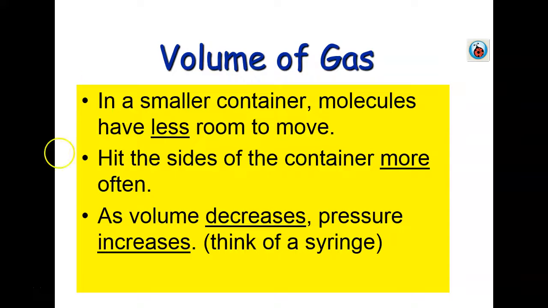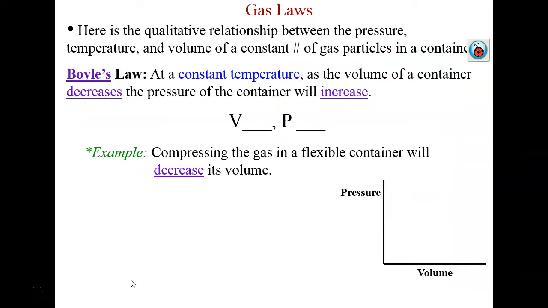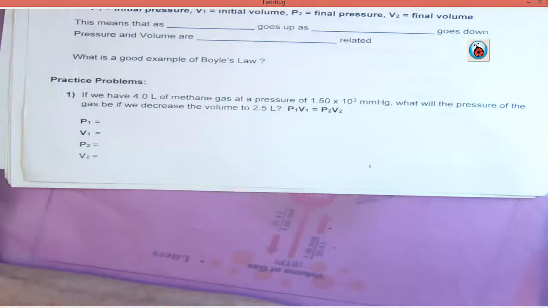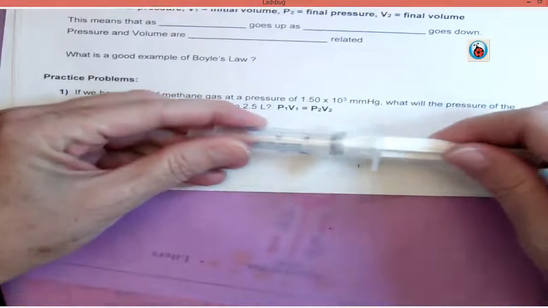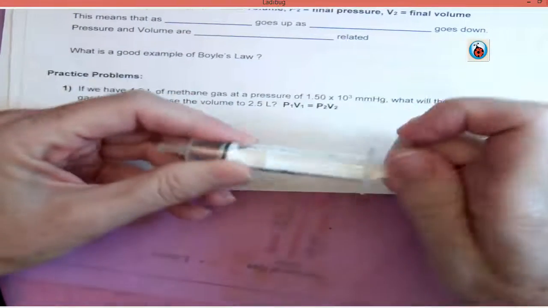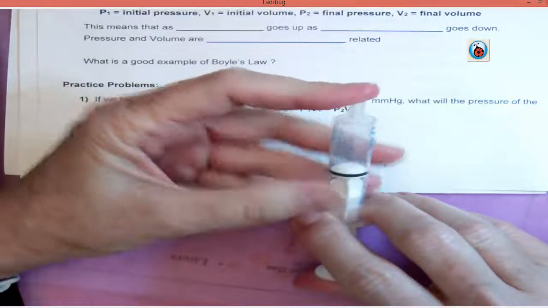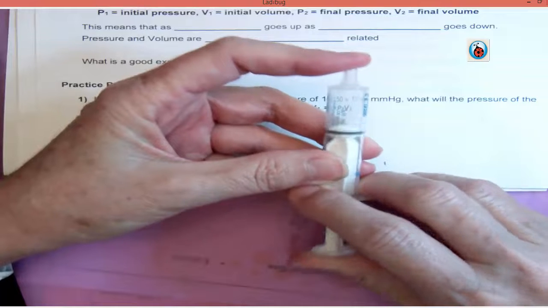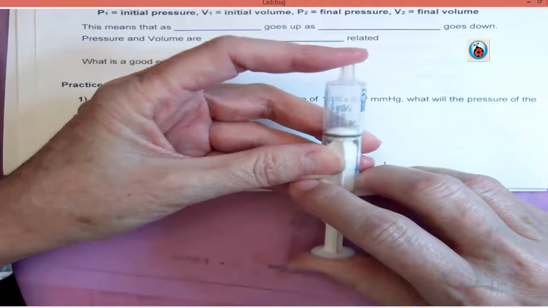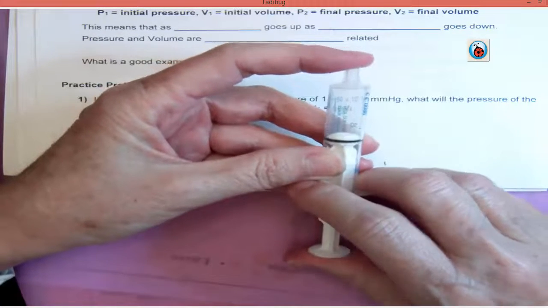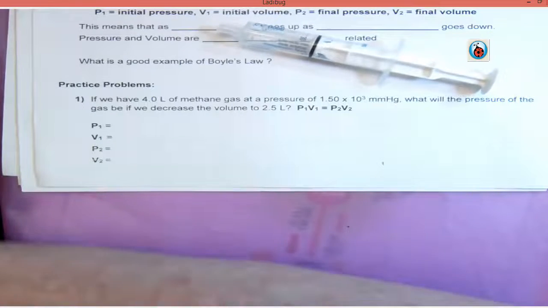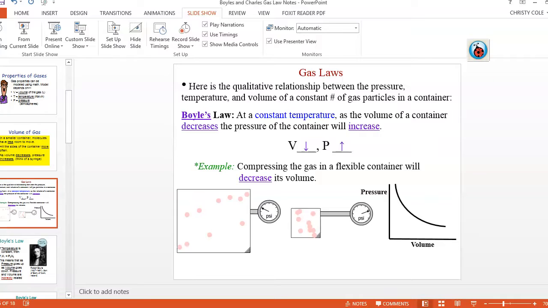So let's think of a syringe. Here's my syringe, and there's gas in there, right? I'm going to pull gas in there. And then what happens when I push down? I'm decreasing the volume. What's happening to the pressure? Pressure's going up. Okay, so that is a great example of gas pressure versus volume. Okay, let's get back to our PowerPoint here.